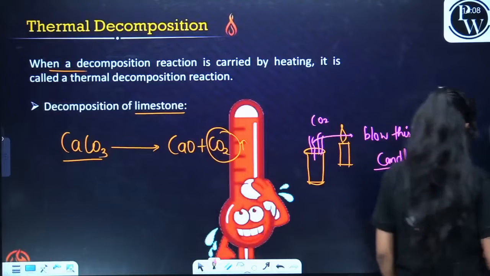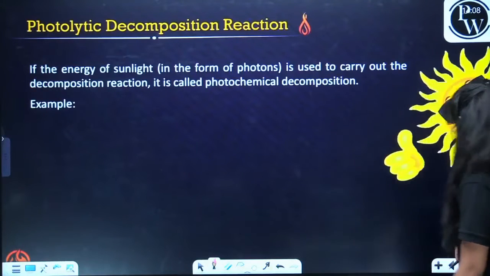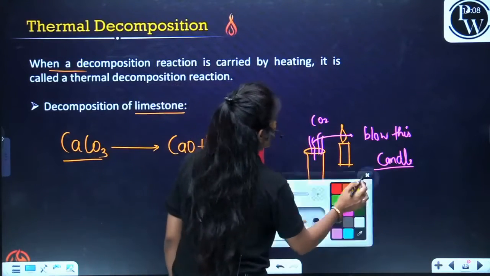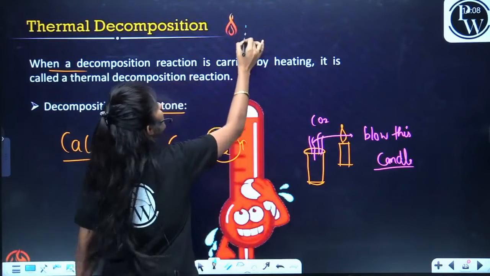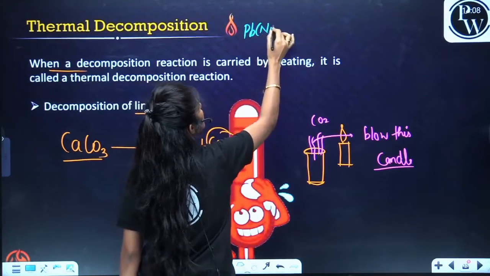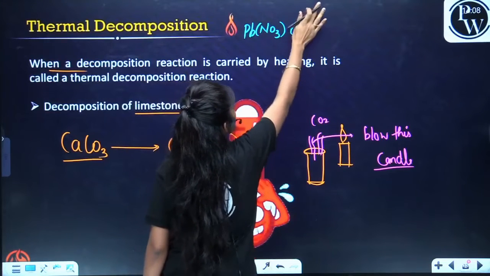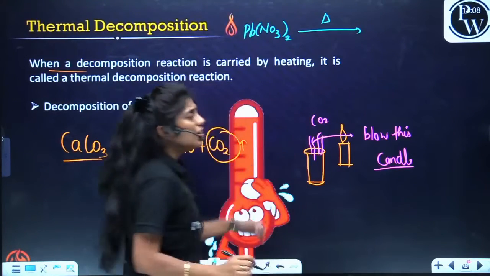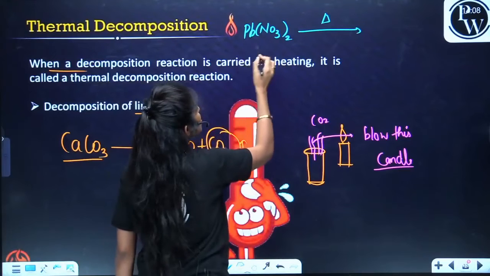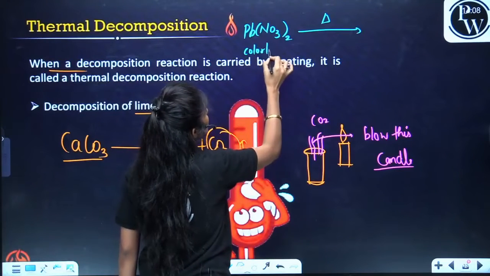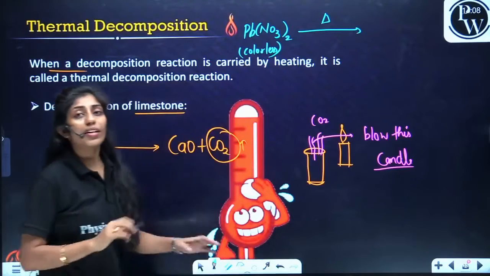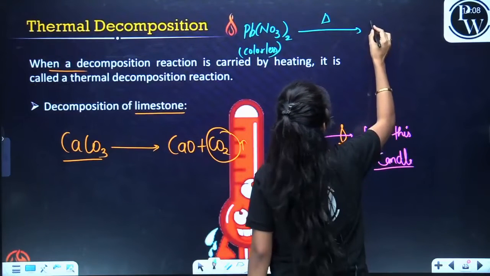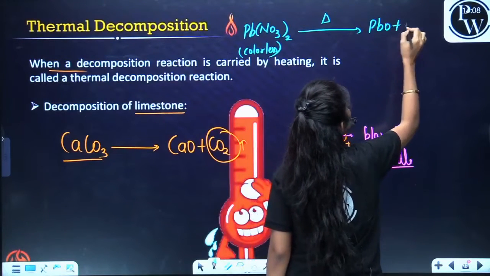So are we good with thermal decomposition? First example. Now I can take one more example. Suppose I have lead nitrate. This lead nitrate is heated. When we heat this lead nitrate, the very interesting part is that this compound is colorless or white in color, and when I heat it, it will produce reddish brown fumes. And there will be a residue that is yellow in color.